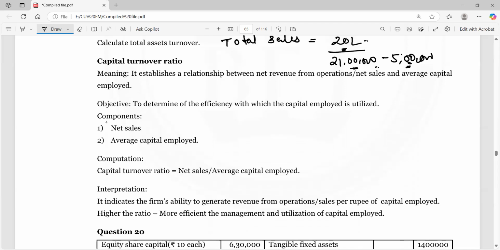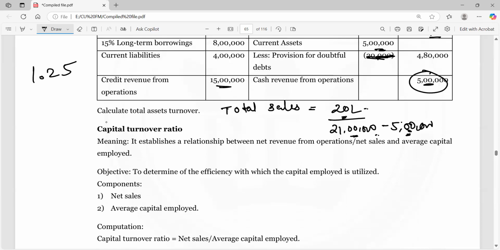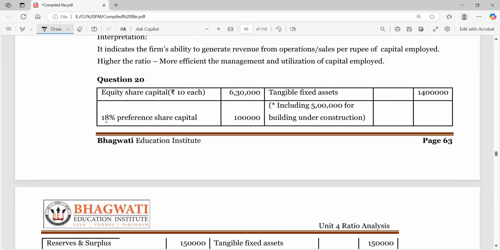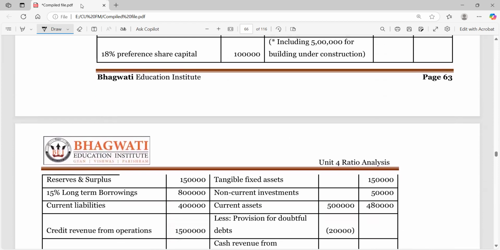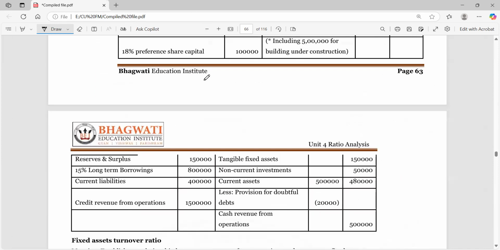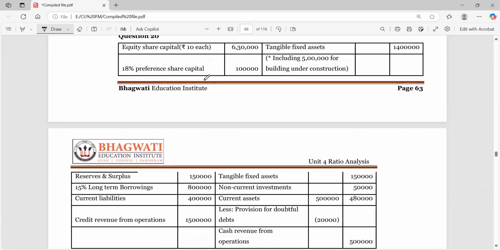So next, capital turnover ratio. What could be the formula? Sales by capital employed. If data is available for calculating average figures, we will take average figures. That's all. This is a slightly difficult question, but just try to calculate capital employed turnover. I will also do it, but try it.